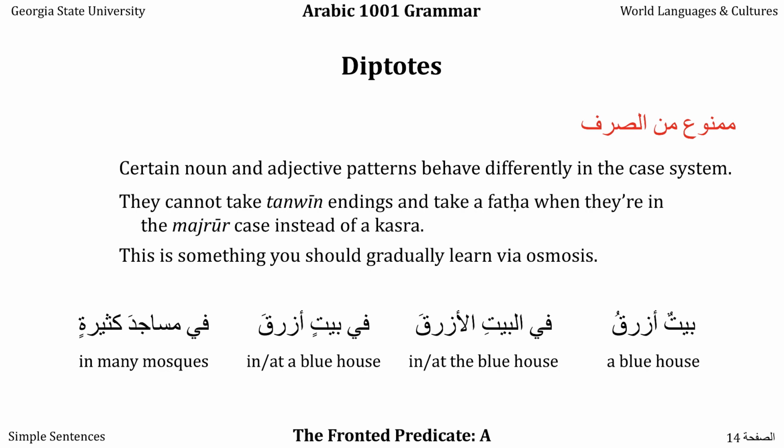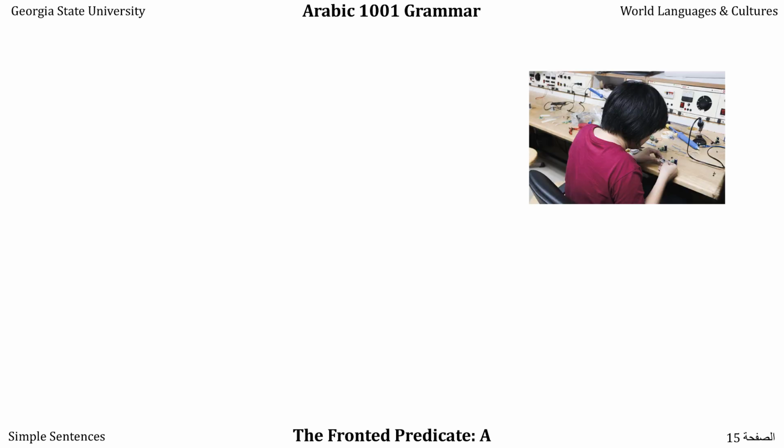However, it hasn't changed case. It's still in the majrur case, and it's still indefinite. So kathira needs to agree with that and take tanween al-kasr instead of a single fatha. Again, Arabic is often ludicrously overcomplicated. You can mostly get away without knowing this at your level, but it's good knowledge to have in the background.